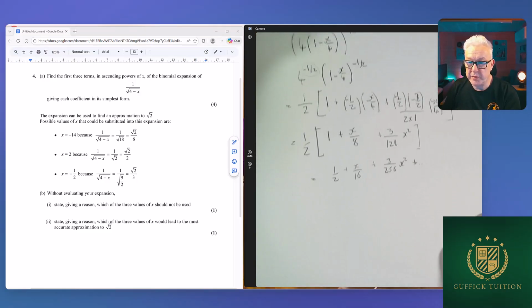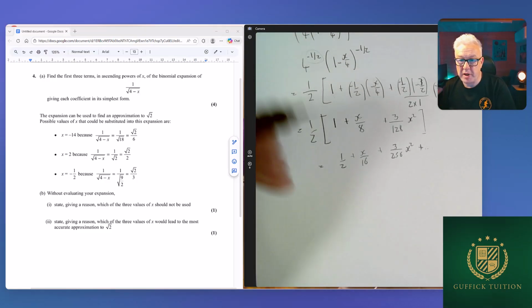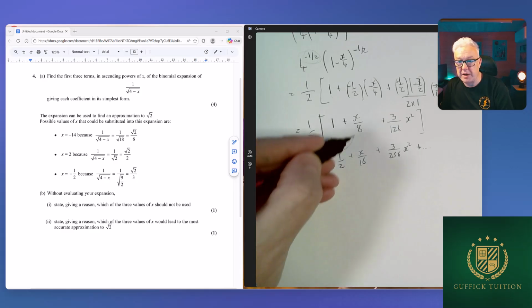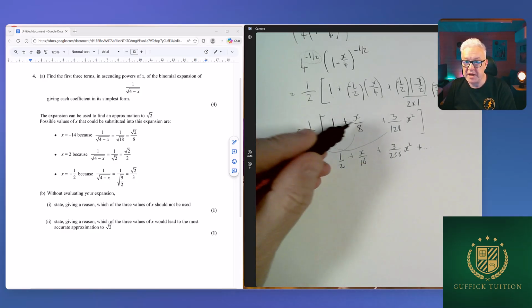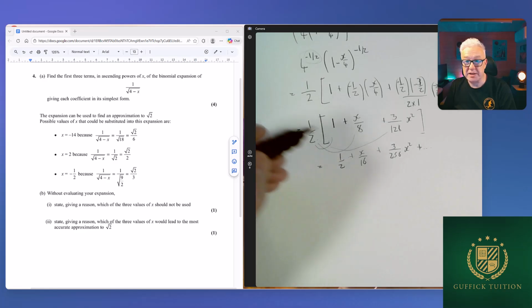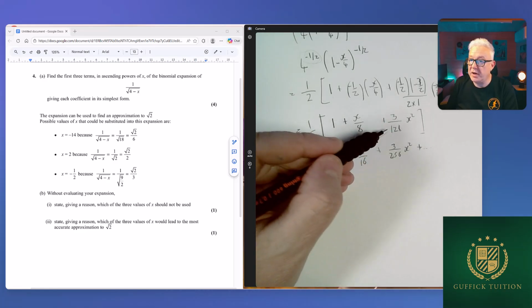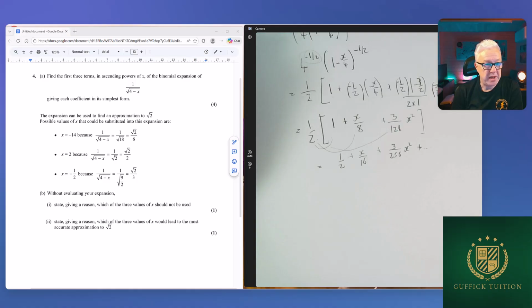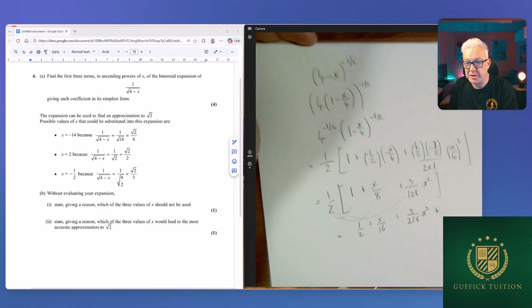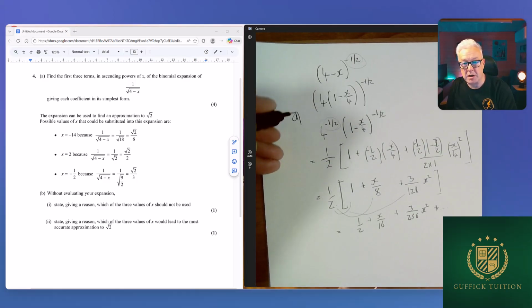And then the last thing that we need to do is just multiply all of the terms by the half that's on the outside. So that gives us 1 times a half is a half, and a half times 8 is 8 over 16, x over 16, and a half times 3 over 128 is 3 over 256 x squared. So that's our part A done of this question there for 4 marks.